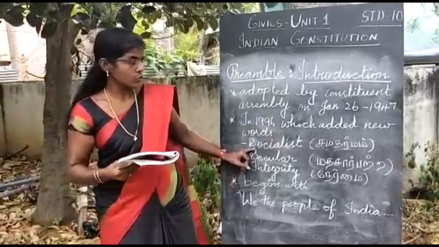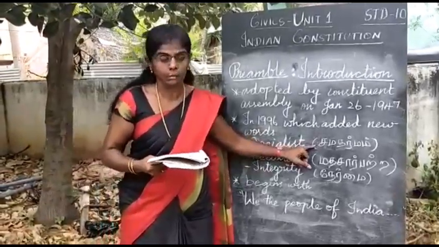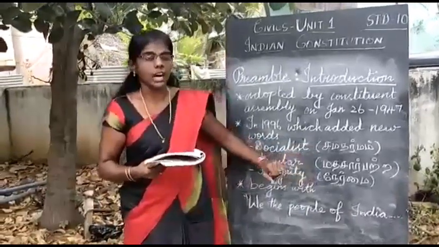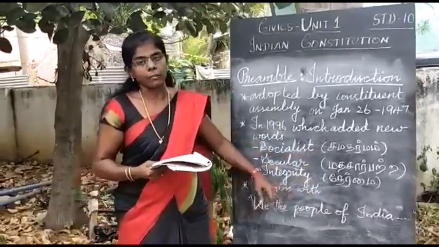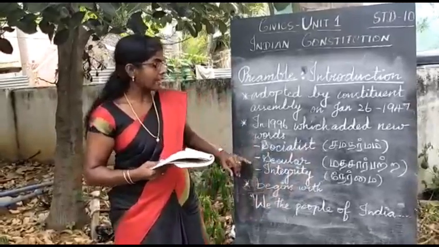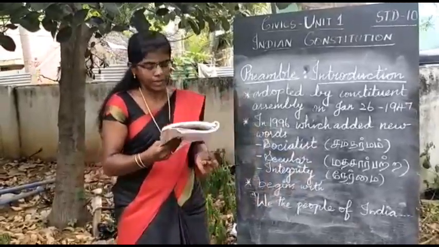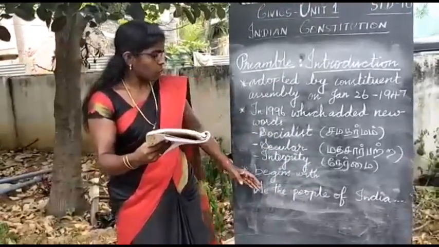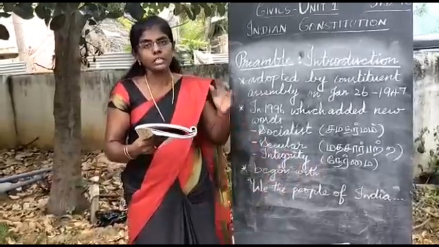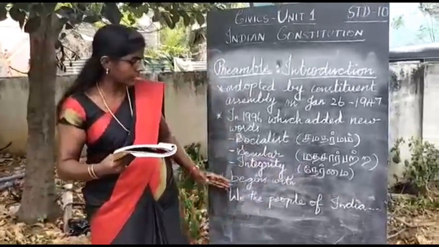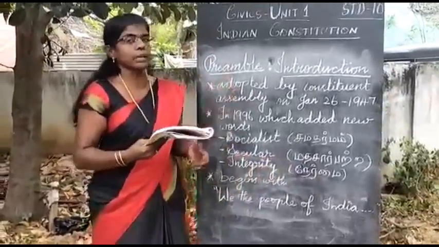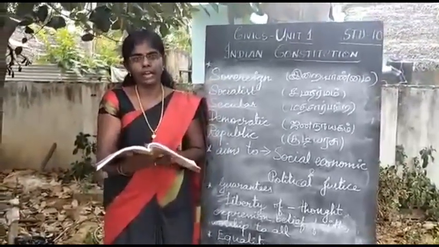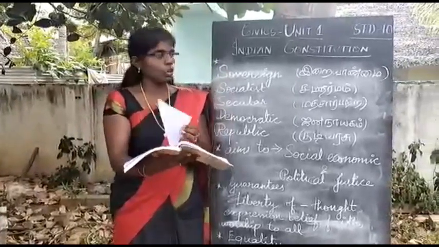So what is meant by socialist? In Tamil we can say Samadharmam. Secular nation means mathasarbatra nadu. The last one is integrity, நேர்மை. So these are the 3 words added in the preamble. Next, this preamble begins with we the people of India. The first words they started with are we the people of India. So it reflects that the people of India are the source of the Indian constitution.